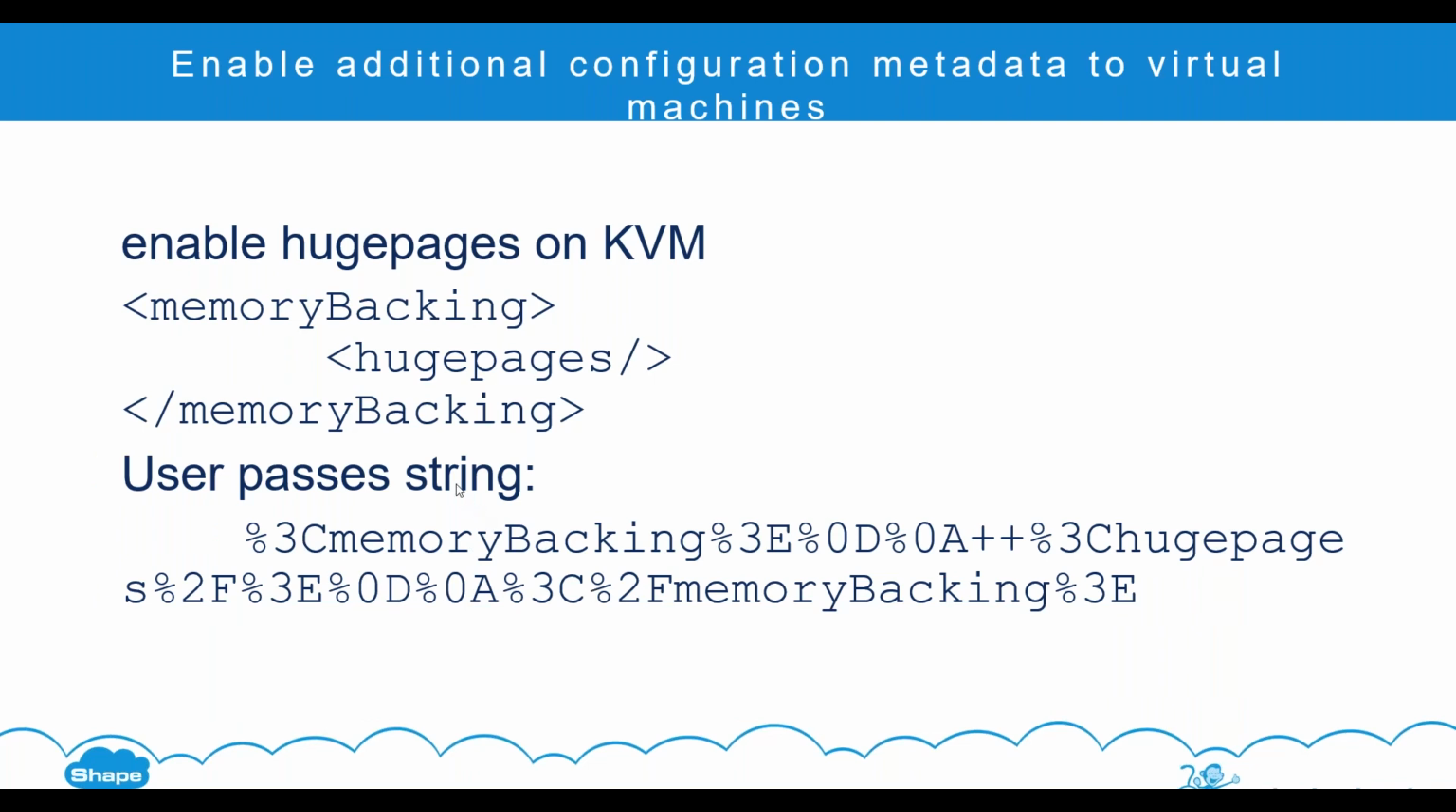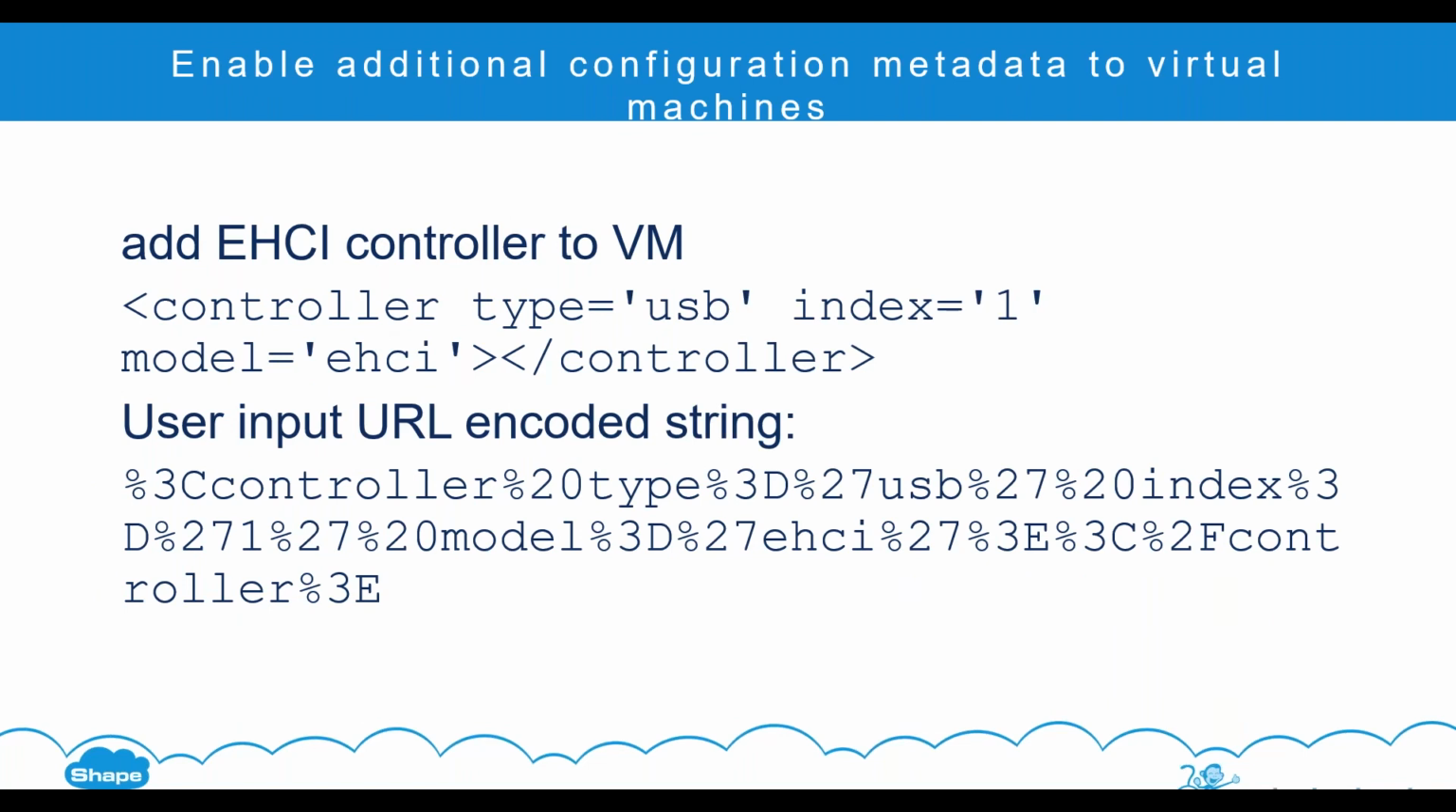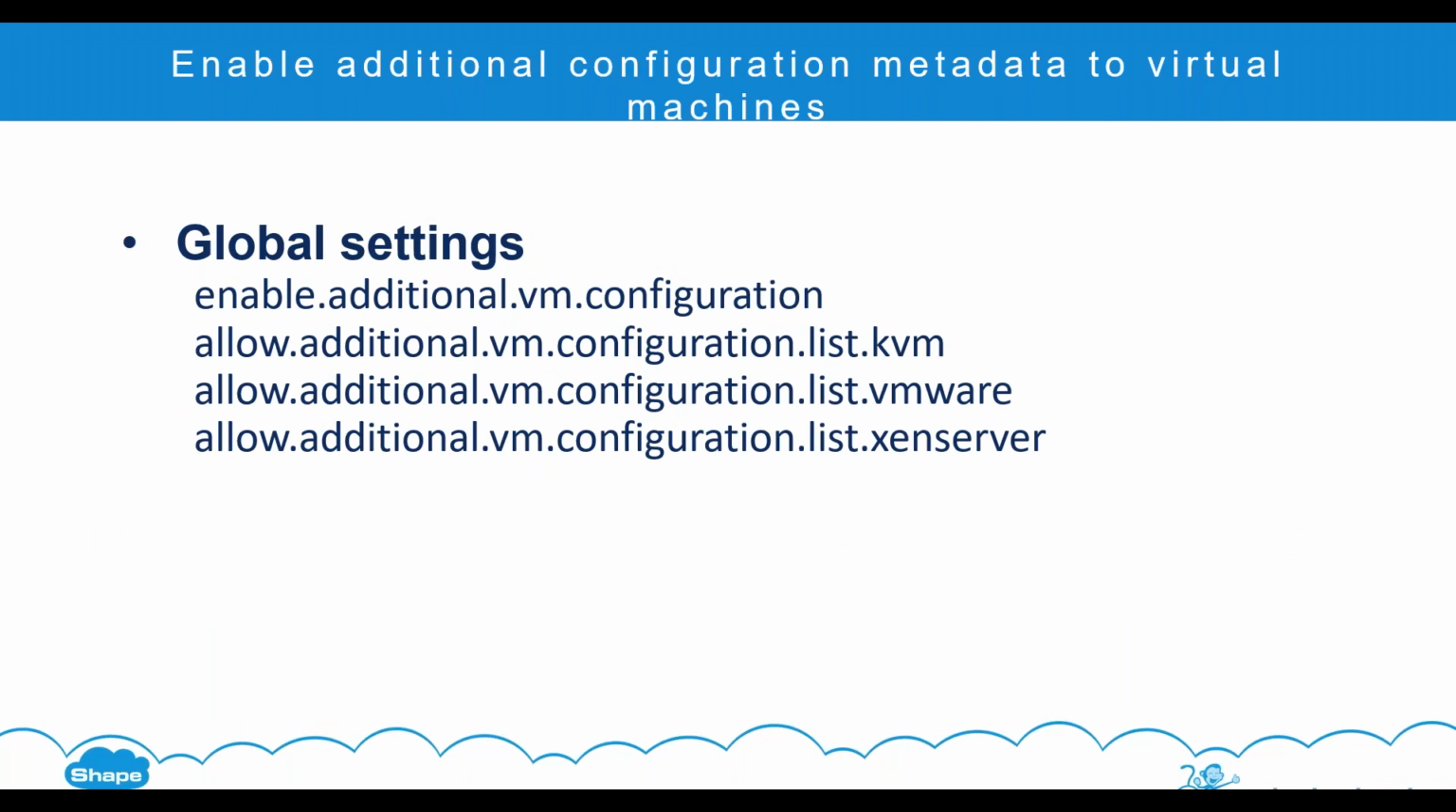For this to work, we would have to have huge pages and memory backing whitelisted and allowed in the global configuration. That's a security thing. Obviously, we don't want people, or users, to be able to pass any hypervisor parameters. Another example there, EHCI controller, etc. And then they're the global settings. So do we allow this at all? Yes, no. And then basically the whitelist for the three separate hypervisors.